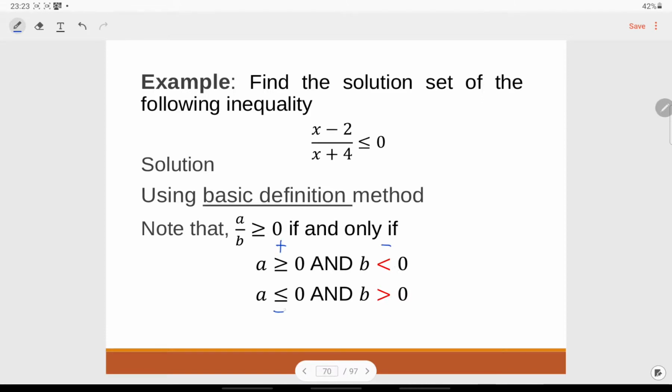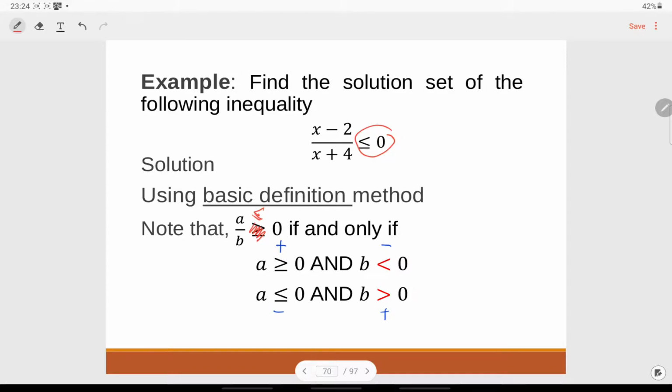Plus, minus, minus, plus. Then we come up with... okay, I'm so sorry, there is a typo here. This one is not less than or equal to, but this one is not greater than or equal to. This is less than or equal to because we are following this sign. Just to make the correction here.